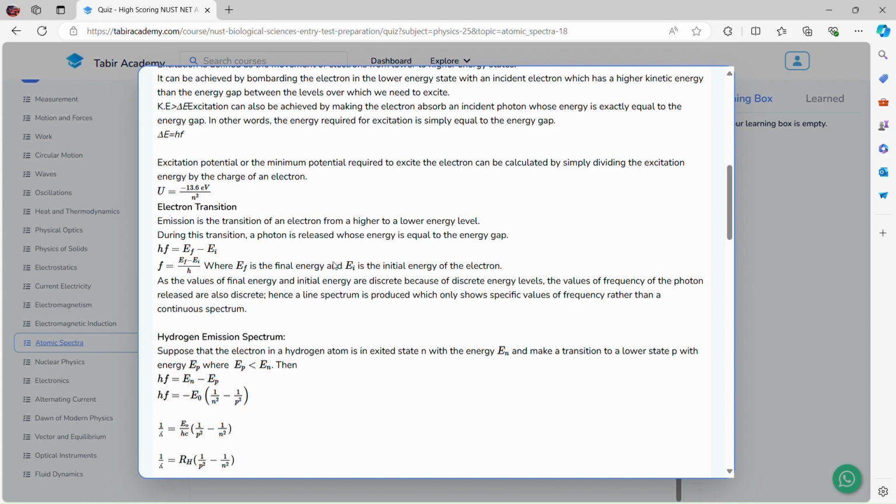As the values of final energy and initial energy are discrete because of discrete energy levels, the values of frequency of the photon released are also discrete. Hence, a line spectrum is produced which only shows specific values of frequency rather than a continuous spectrum.